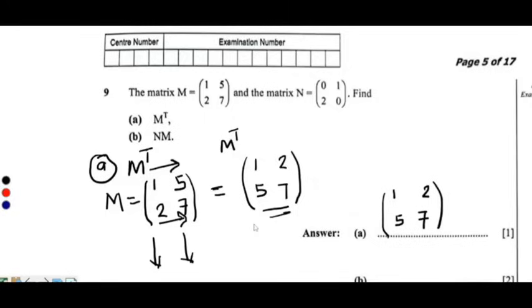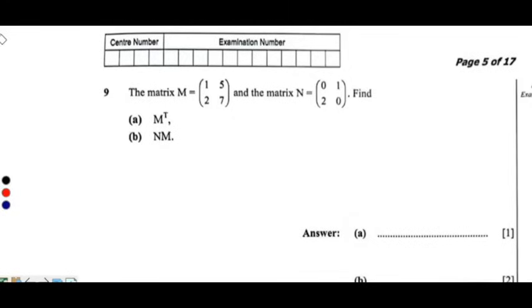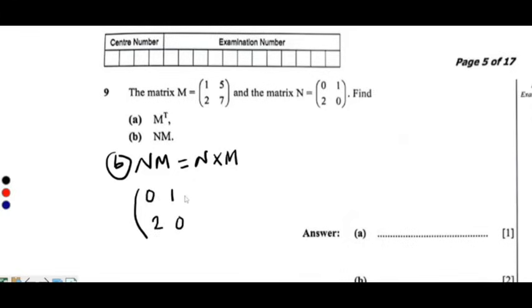Now we move on to question what? B. So for question B, this is question B right here. Find NM. So we are answering question B. NM means N times M. So the matrix for N times the matrix for M. So we are going to write matrix N, which is 0, 1, 2, 0, times the matrix for M, it's 1, 5, 2, 7. Okay? So after writing like this, I'll continue this side.